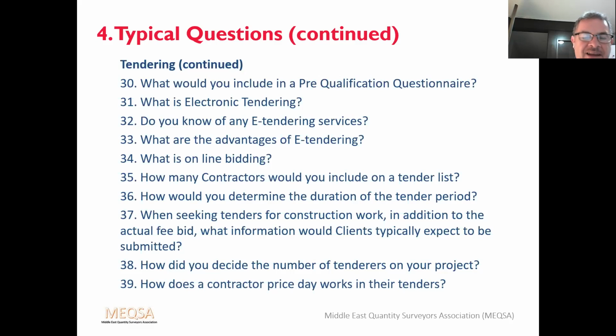Make it easy. How does a contractor price day works in their tenders? Well, the QS will have included a lump sum for a particular day work item. The contractor then adds a percentage uplift, which gives the total for the section. So the competition is therefore based on the percentage uplift.